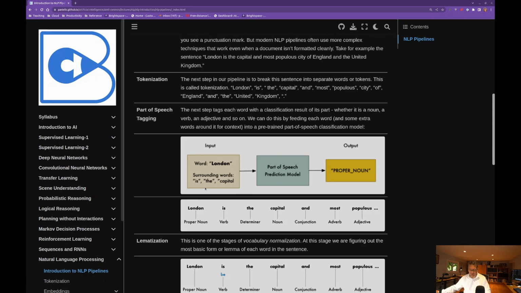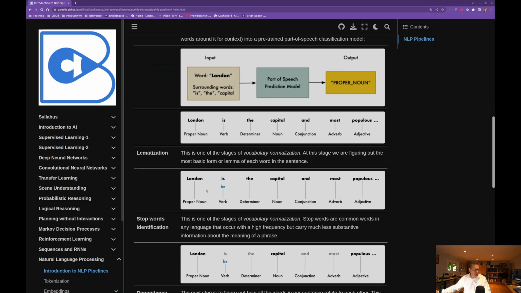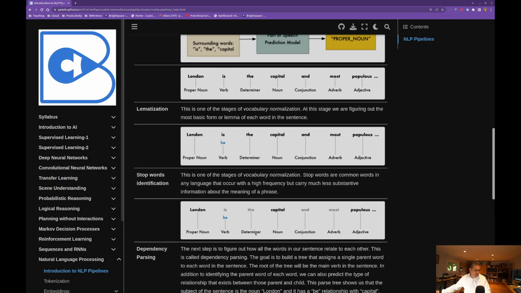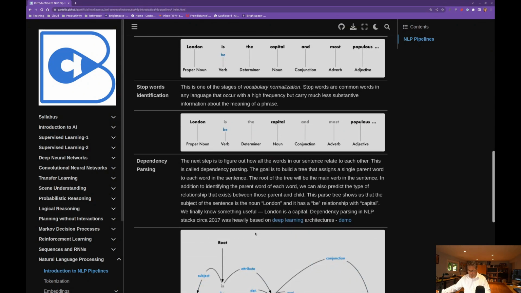And then we have some other subsequent stages called lemmatization, which is a simple normalization stage, and stop word identification, so that we can have an idea about where the sentences are ending. And then we have some more advanced tasks which I wanted to refer to.